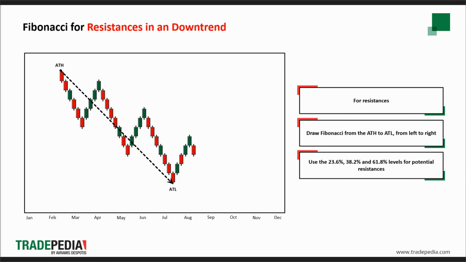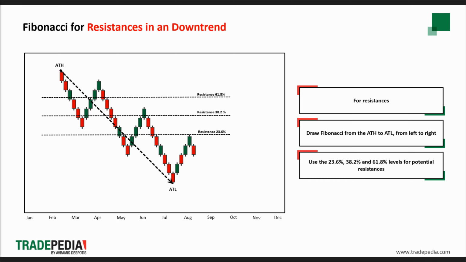Once again, use the 23.6%, 38.2%, and 61.8% for potential resistances. After you draw this retracement, you expect that there will be a reaction at these levels: 23.6, 38.2, and 61.8. That's where you expect a reaction.